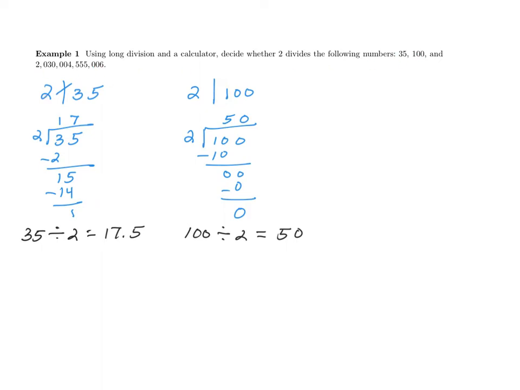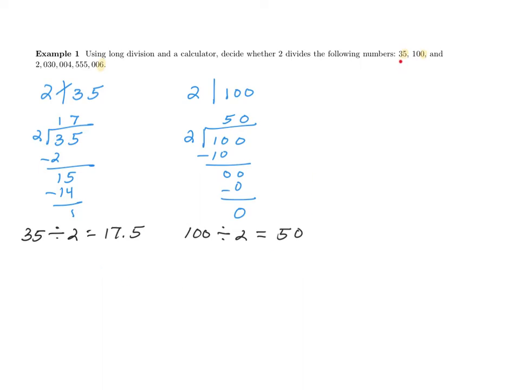And you can simply look at the last number, in this case the 5, the 0, and this 6. Turns out, if the last number is even, then 2 will go into it. And the reason for this is, if you count by 2s, you will always end in an even number. So really, you don't need to do any of this work if you know this rule.